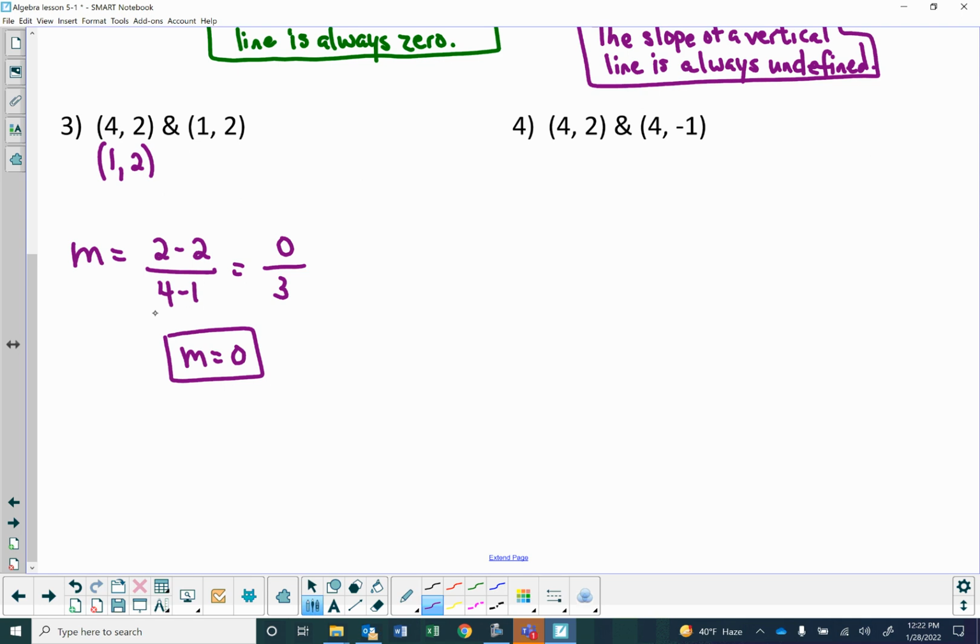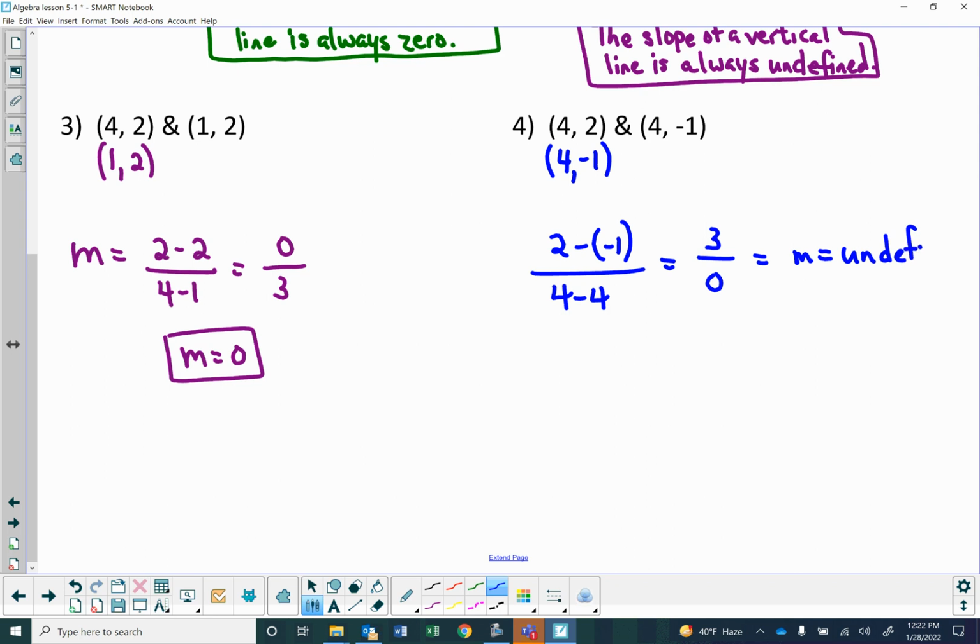Number 4 here, if I was to rewrite the points right underneath it, which I highly suggest you do because it keeps your points straight. Change in y, 2 minus a negative 1 over the change in x, 4 minus 4. 2 minus a minus 1 is 2 plus 1, which is 3. 4 minus 4 is 0, which means this slope happens to be undefined because division by 0 is undefined. So we know that this line is a vertical line. These 2 points constitute a vertical line.